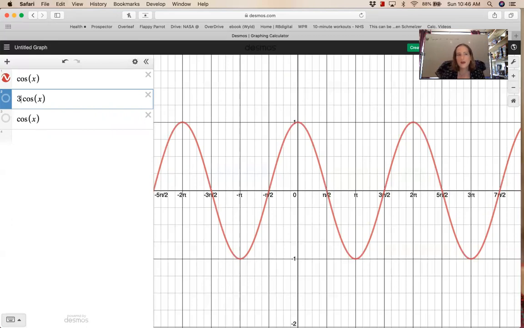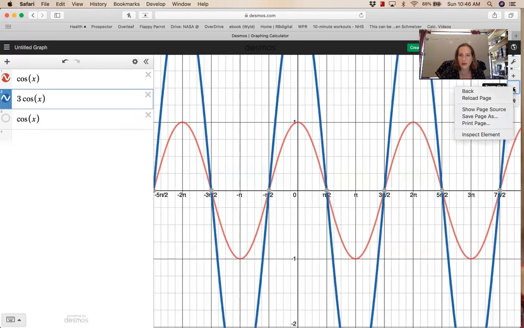Well, if we think about this from a vertical stretching point, it's going to stretch our graph to 3 times its original height. If I think about this from an amplitude point of view, it's going to triple my amplitude, or I expect this function to go from -3 to 3. Let's see if it does that.